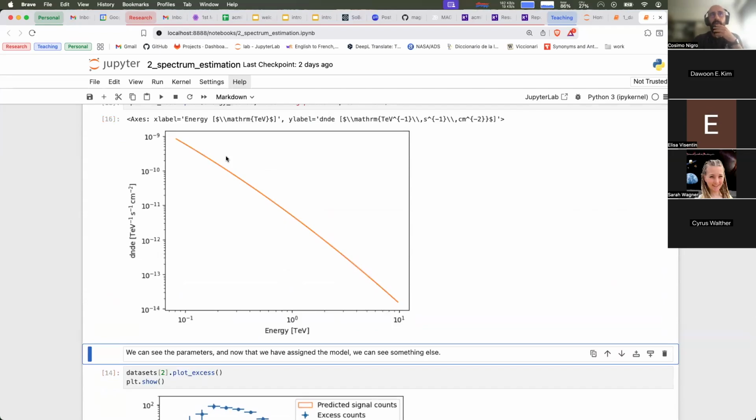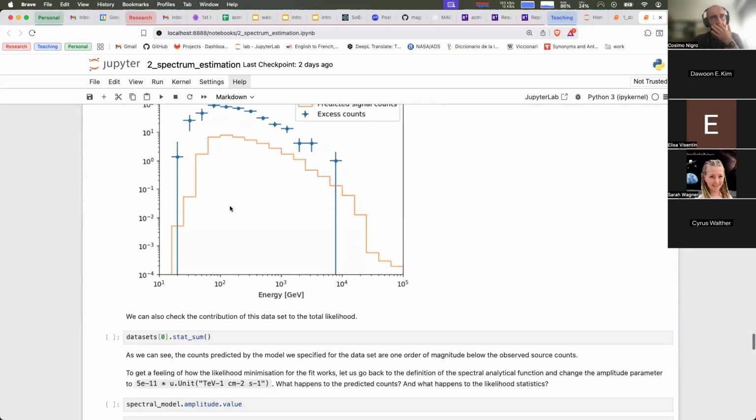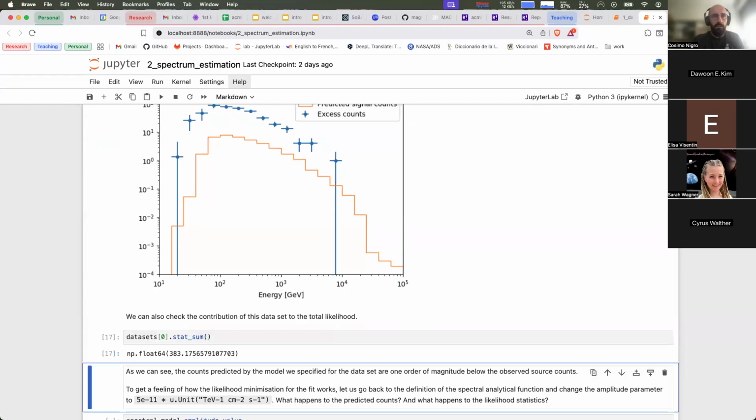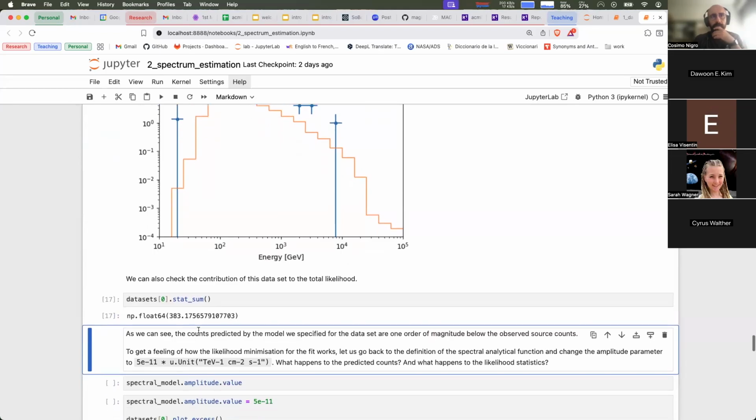If the flux was described by this function, and I would pass this flux through the IRF, that's the number of counts that I would obtain. Is this a good description of the counts that I am observing? No, not at all, right? I'm missing by an order of magnitude the actual counts that I'm observing, right? So, and we can check also the statistics, right? The likelihood, basically the value of the 2 log of the likelihood.